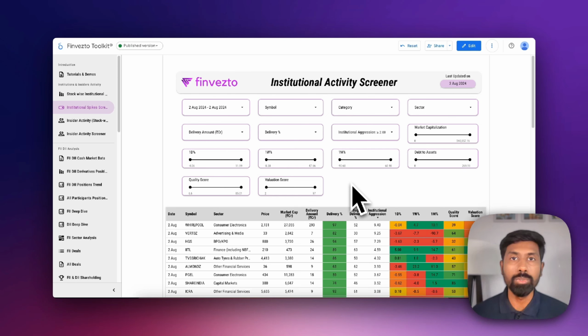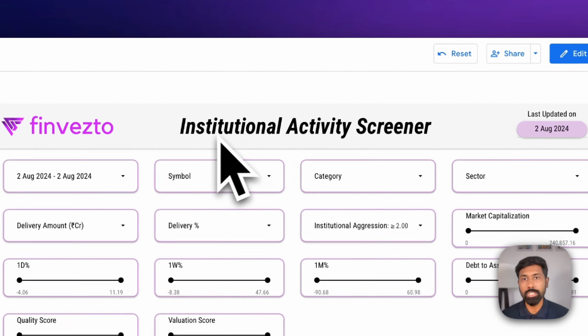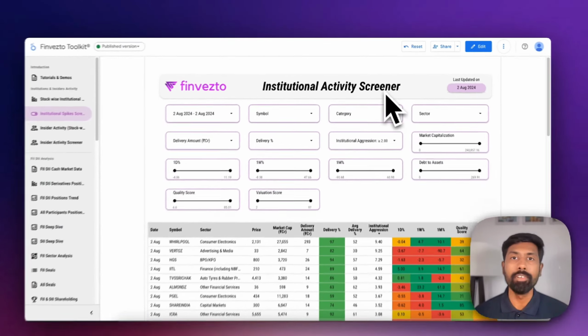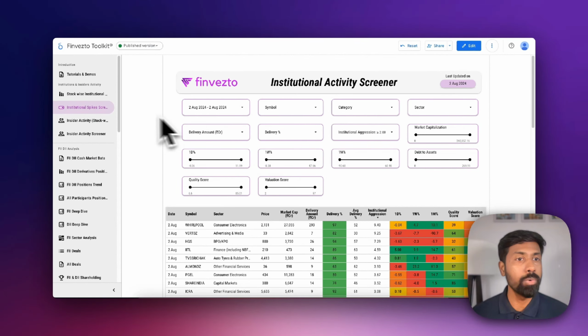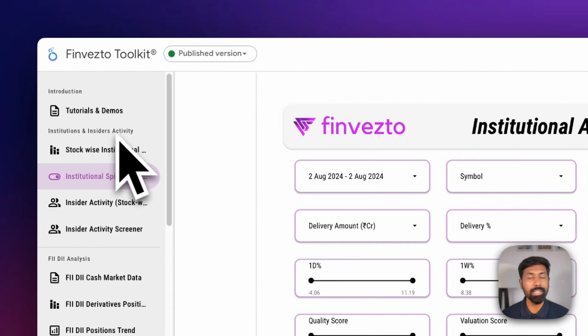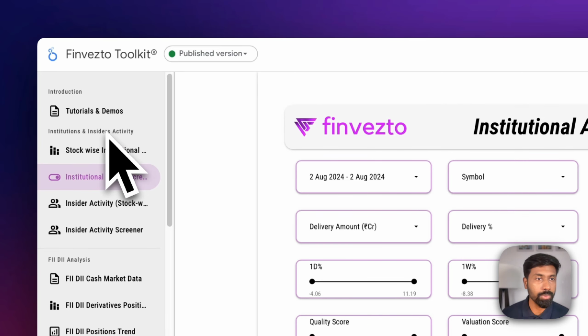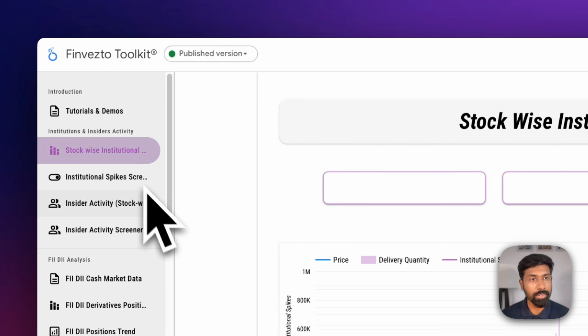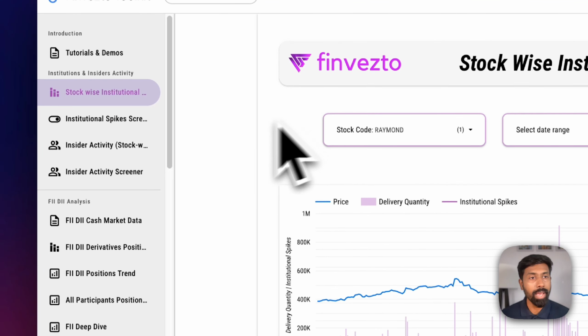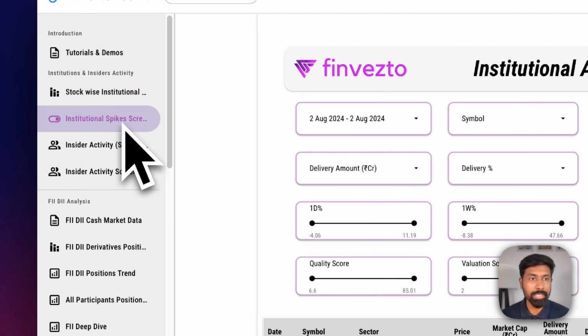You can find those stocks using Finvezto Toolkit and this particular tab called Institutional Activity Screener. We'll explore how to use this tab. You will find it under the Institutions and Insider Activity section inside Finvezto Toolkit. There are two tabs: Stockwise Institutional Activity, you will see it here. So this is the first tab. And you will also see Institutional Spy Screener. We have to use these two tabs together.